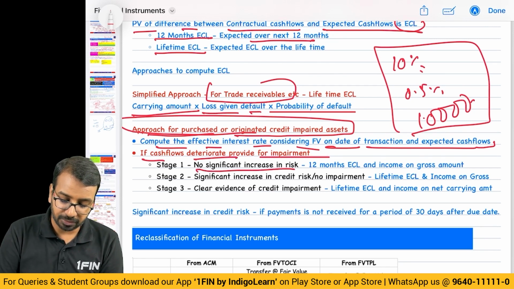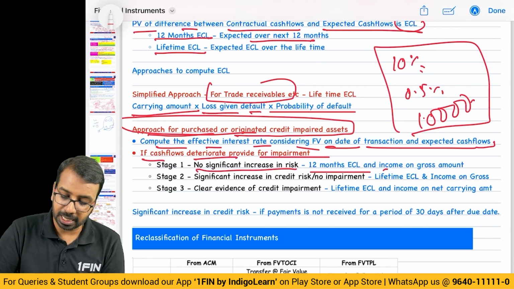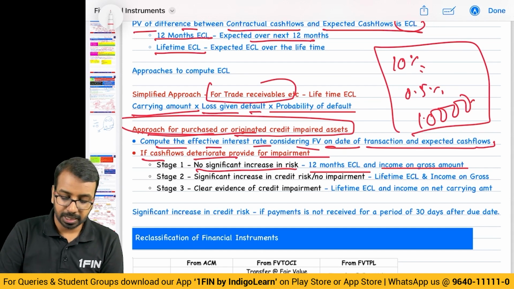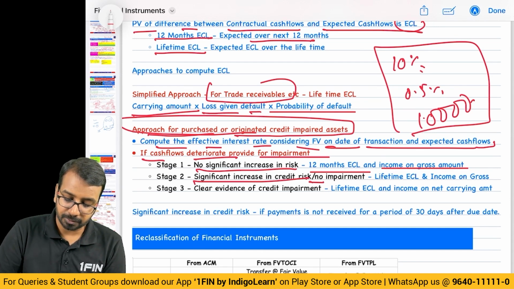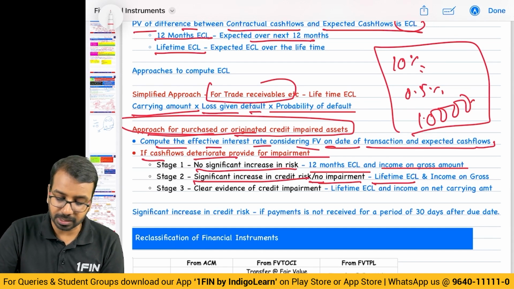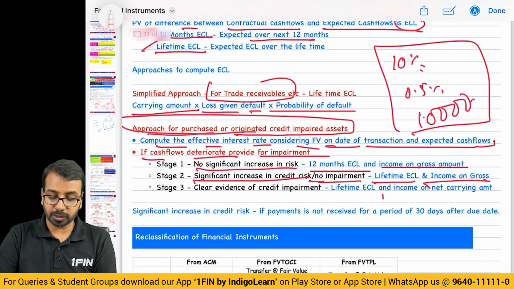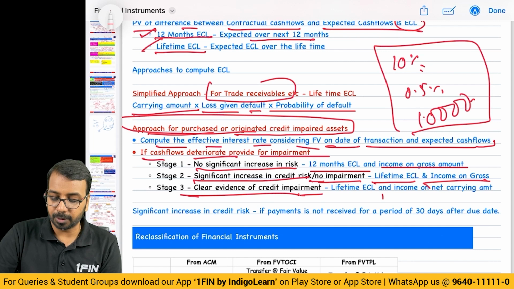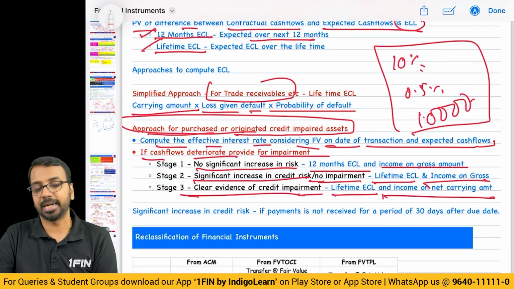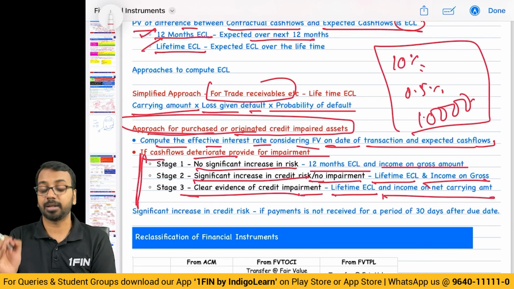If there is no significant increase in risk, you will take 12 months ECL and income is recognized on gross amount. If there is a significant increase in credit risk but no impairment, lifetime ECL, so that is where the 12 month and lifetime are used, and income is again calculated on gross. If there is clear evidence of credit impairment, lifetime ECL and income on net amount. So these three things you please remember.